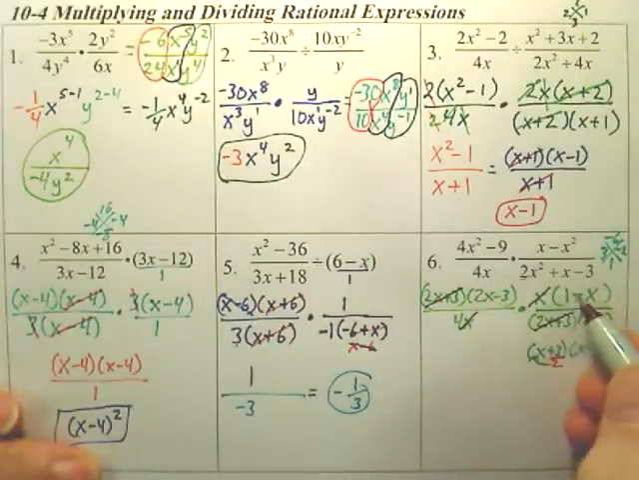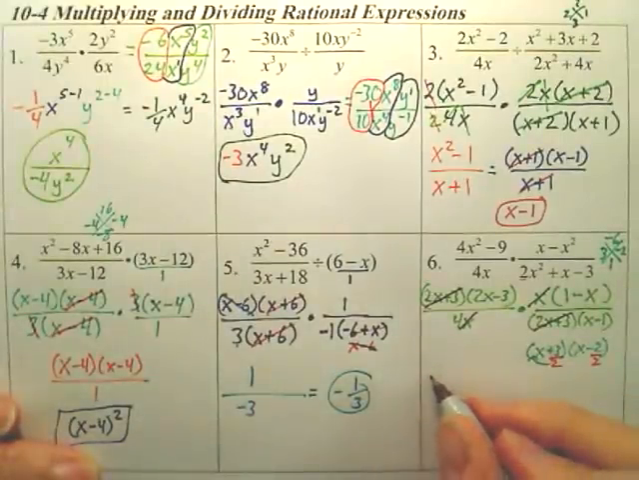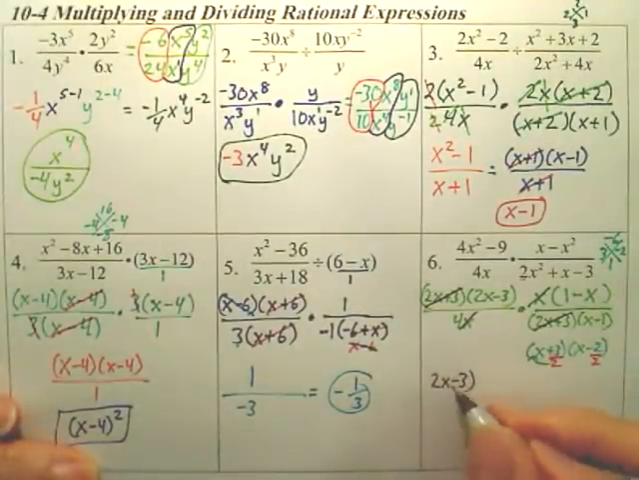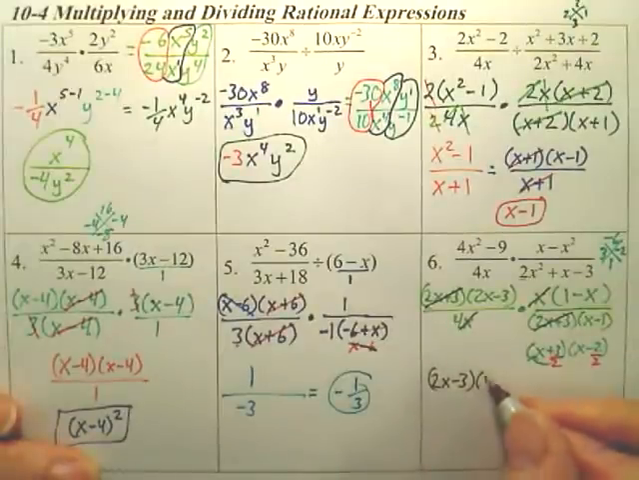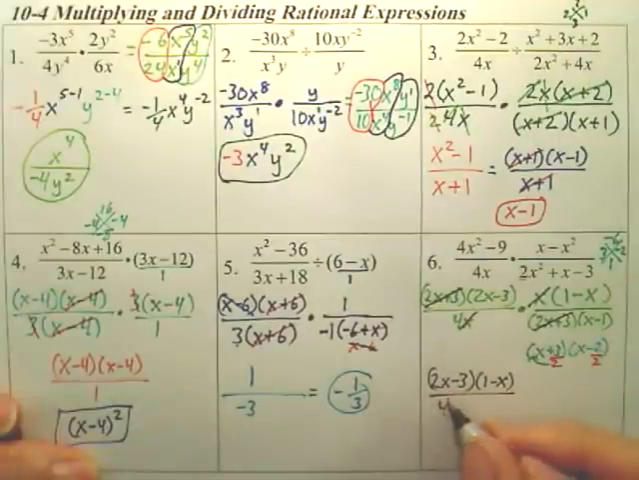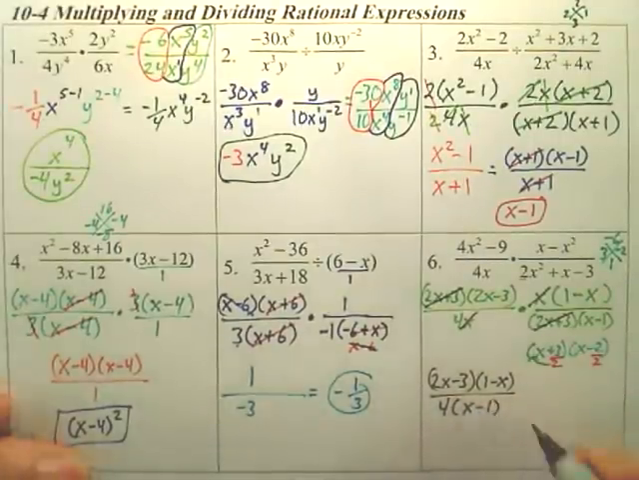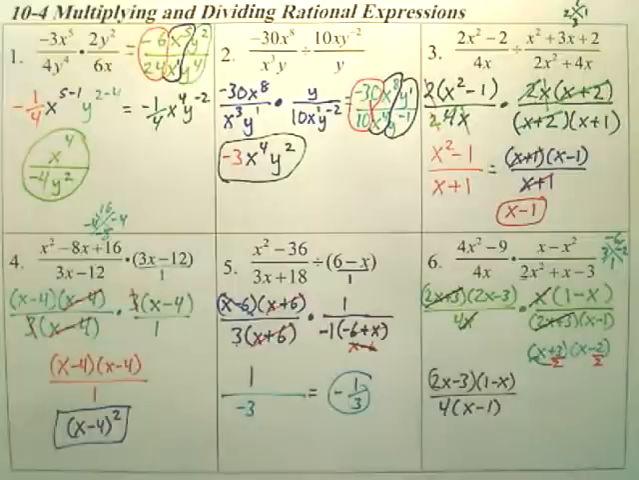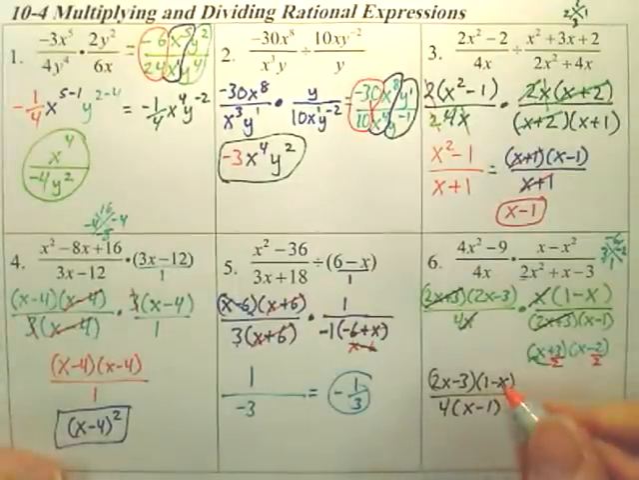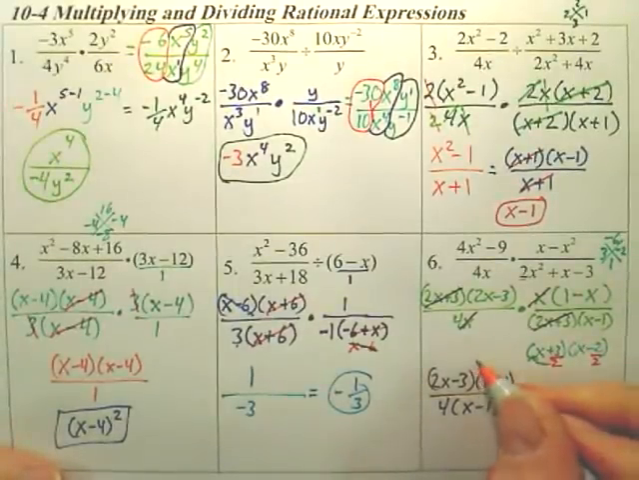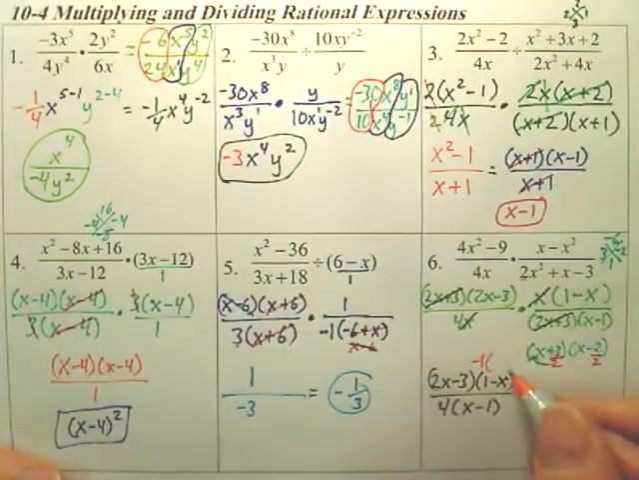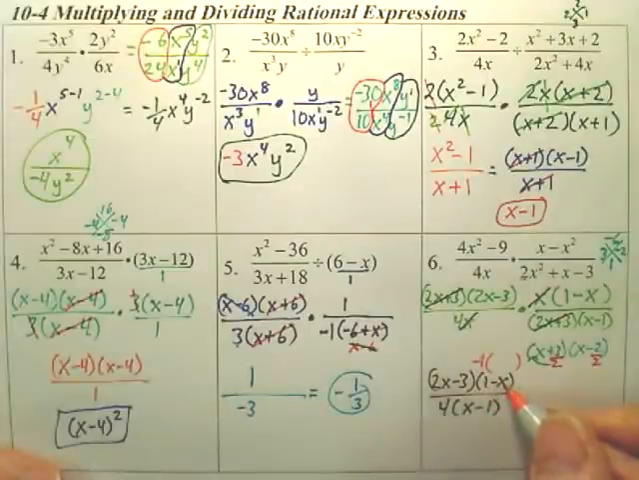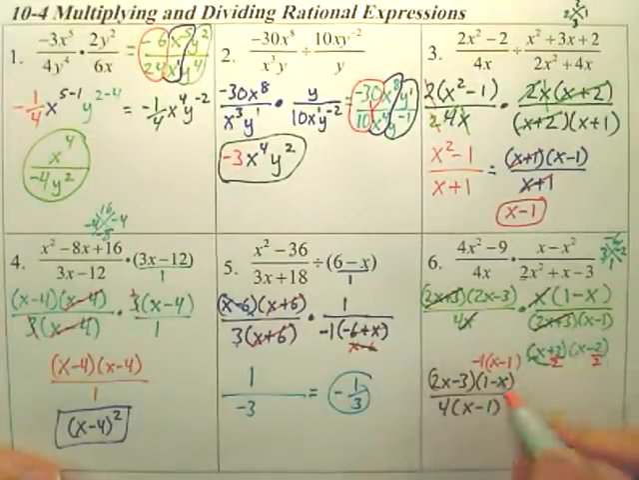Could I pull out a negative 1 and switch these? Let's rewrite this. Looks like I have 2x minus 3 on top, and I have this 1 minus x. On bottom I have a 4 and an x minus 1. Now, these almost cancel, but watch this. I'm going to yank out a negative 1. When I yank out a negative 1 for this, that becomes a negative 1, that becomes a positive 1, so it becomes x minus 1.